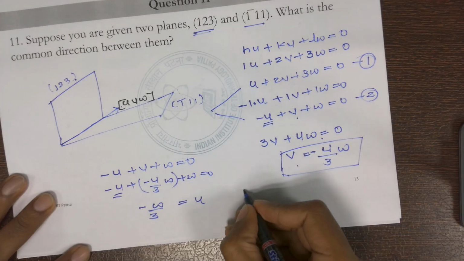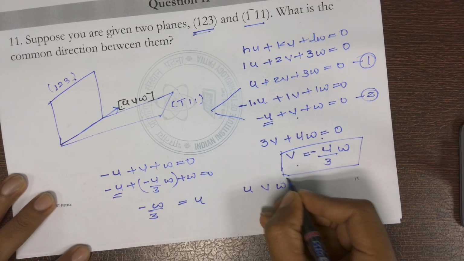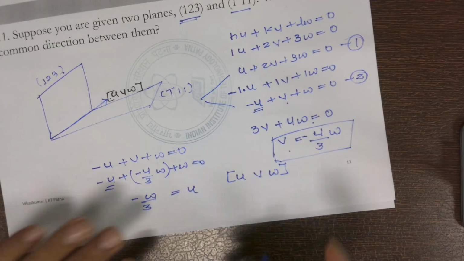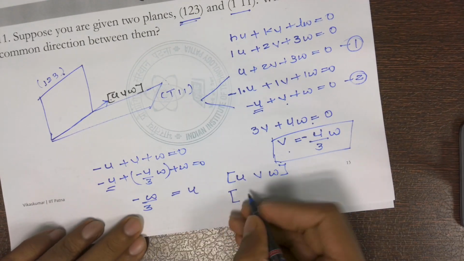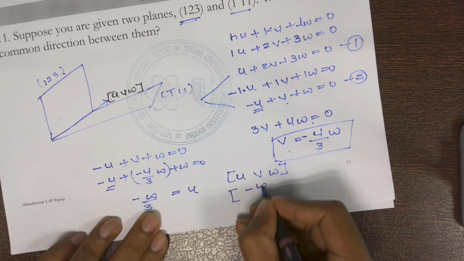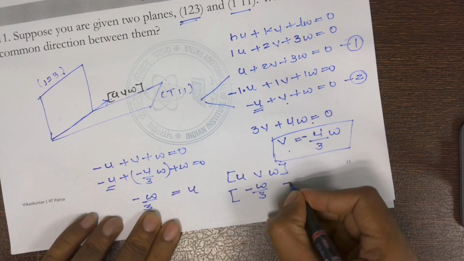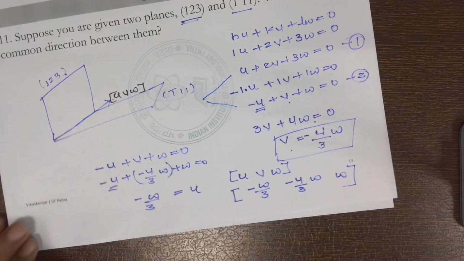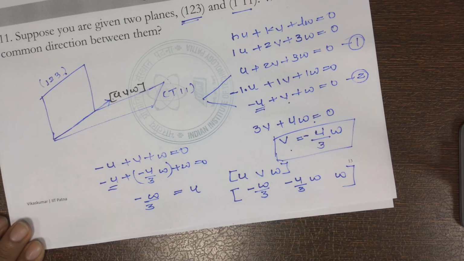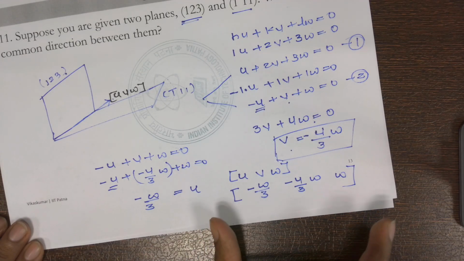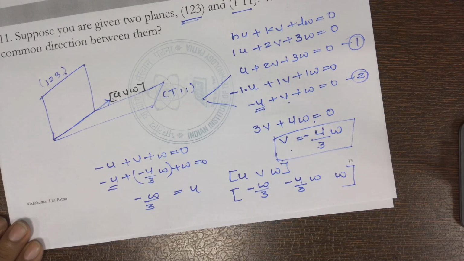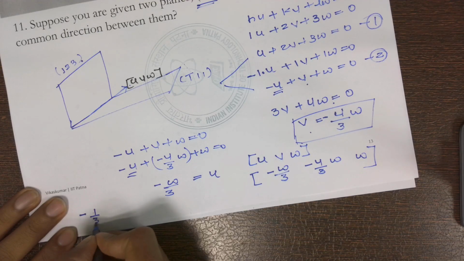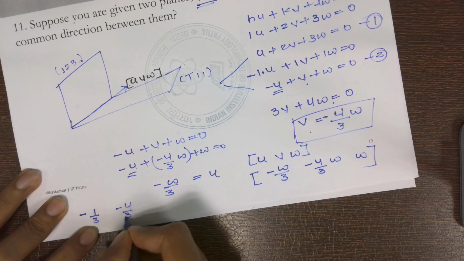What we have to find? We need to find U, V and W. Let's substitute whatever we have got. We have got U as minus of W over 3, V as minus of 4 over 3 W and W as W itself. The common factor they have is a W. We have to reduce it to the smallest possible integers, right? So what we'll do, we'll remove all the W over here. So what we will get? Minus 1 over 3, minus of 4 over 3 and then 1.